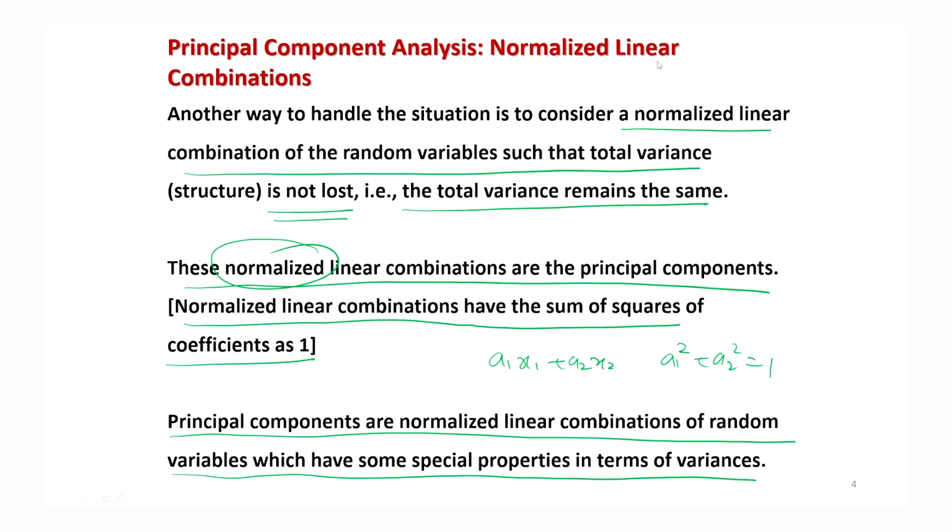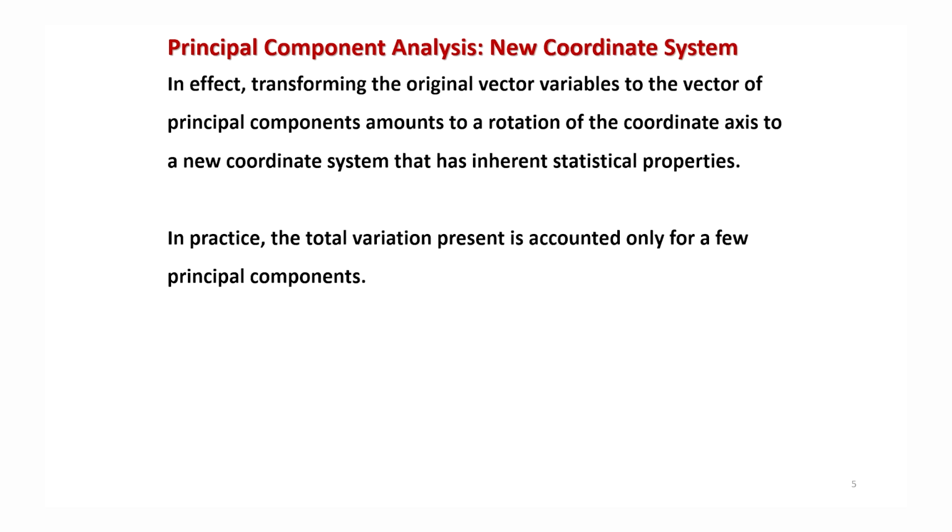So the principal components are the normalized linear combinations of the random variables which have some special properties in terms of variances. So remember, variability is our main concern when we are trying to find the principal components. In some way, what are we doing when we do principal component analysis? We have a set of variables x1, x2, xp, and from there we are going to find a new set of variables y1, y2, yp. So we are essentially trying to find a new coordinate system.